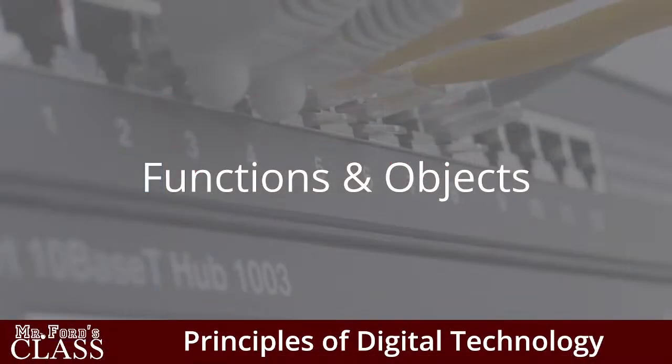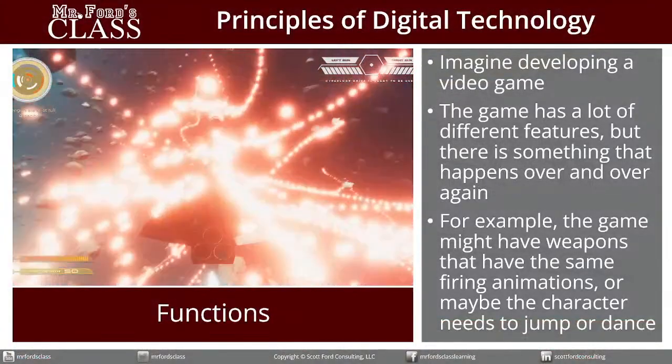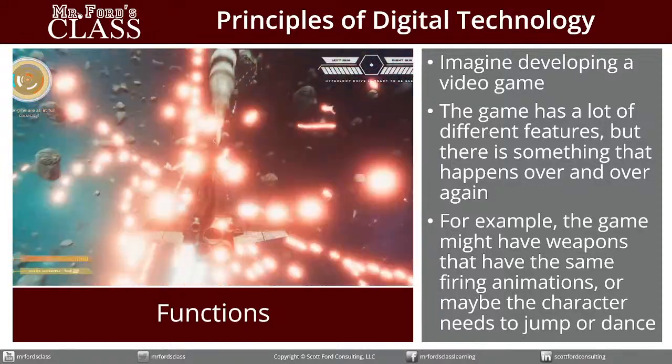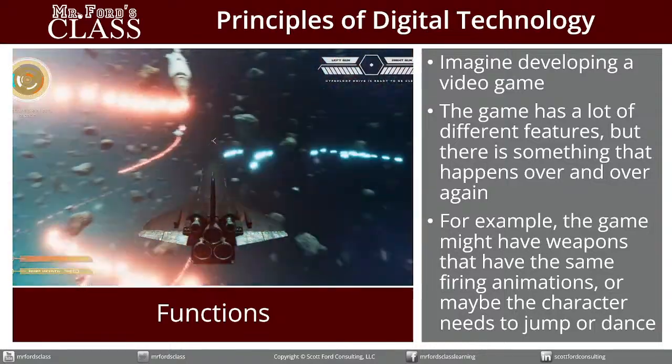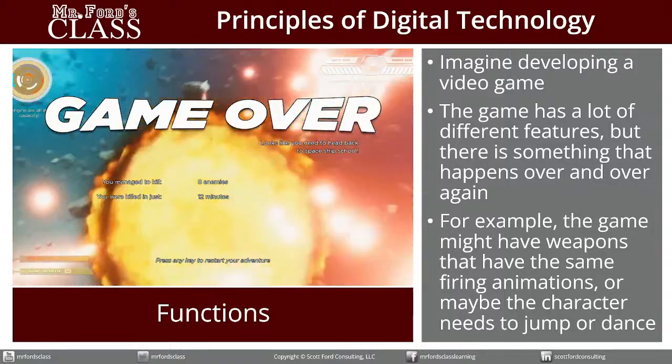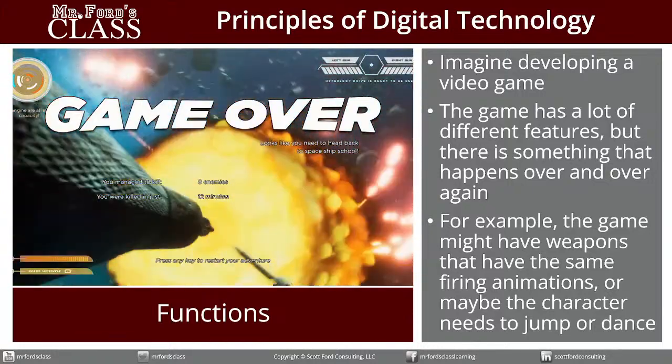All right, let's take a look at functions and objects. So imagine for a moment developing a video game. The game has lots of different features, but there's something that happens over and over and over again. You don't want to have to recode that thing that happens over and over again, right? If you have weapons fire in a video game, you don't want to have to recode bullets coming out of a gun. You don't want to have to recode the sound of an explosion. You don't want to recode all sorts of things that happen over and over and over again.